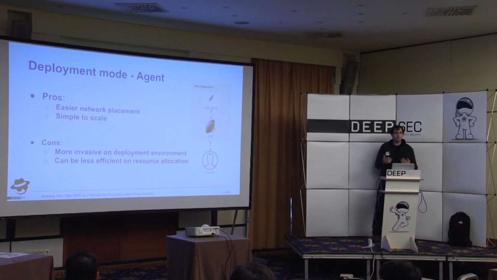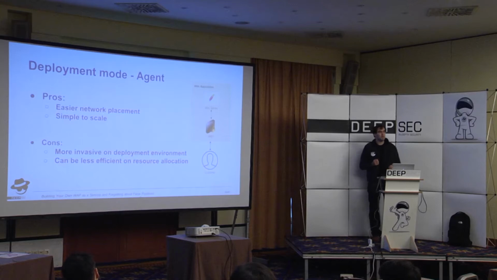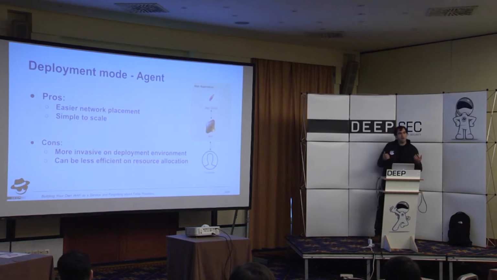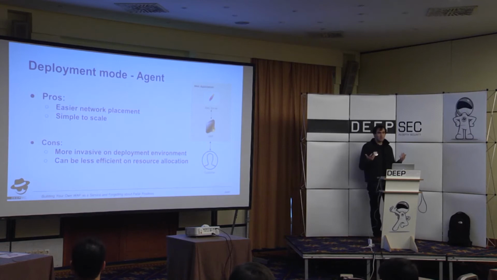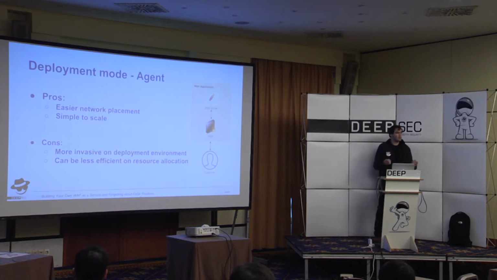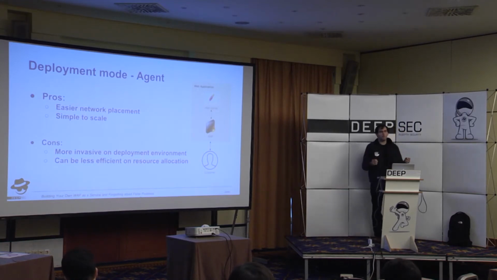A newer deployment mode is using an agent. This basically means that you have a piece of software running in the same box as your application, and this is acting as some sort of proxy. This is quite simpler to scale and, of course, easier to set up from the network. If you're building a box, whether you're using Puppet or Chef, you just also run the agent there.